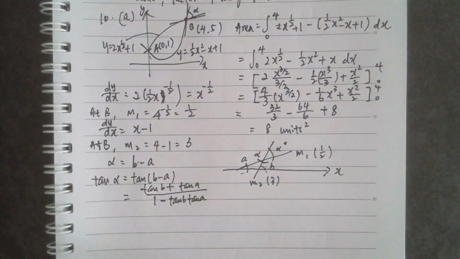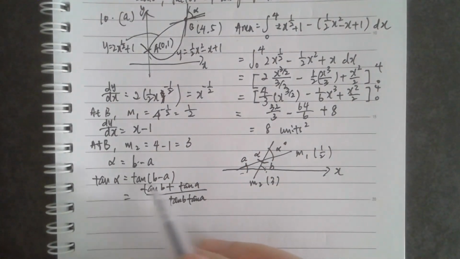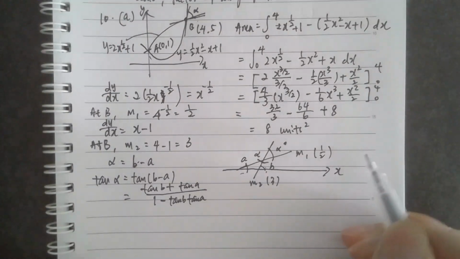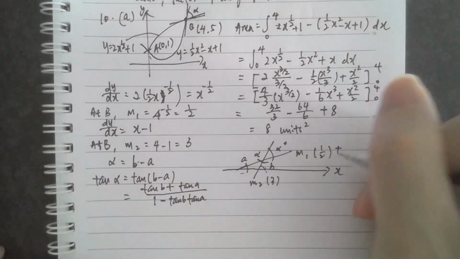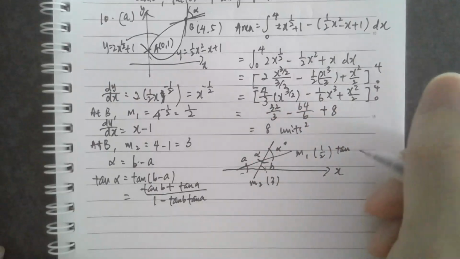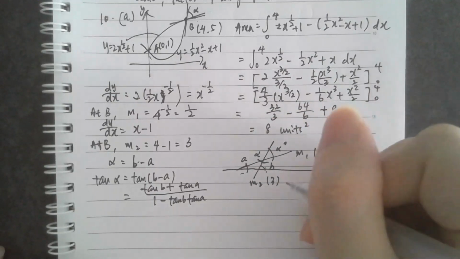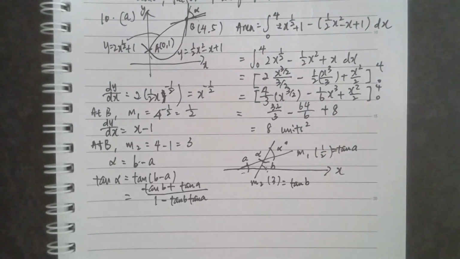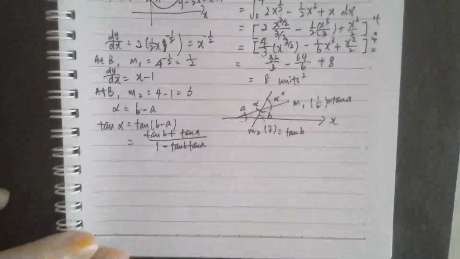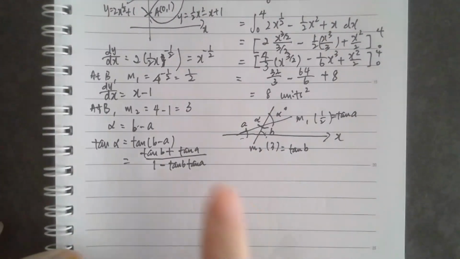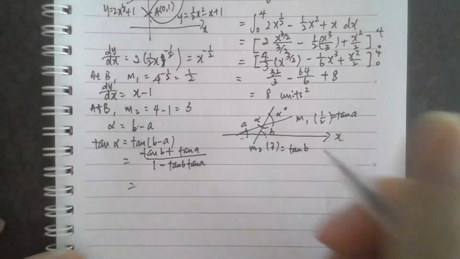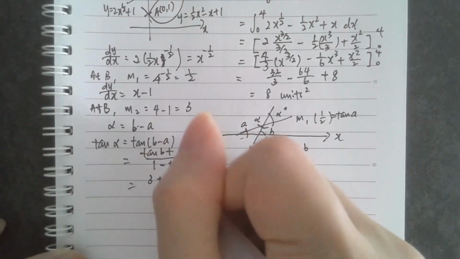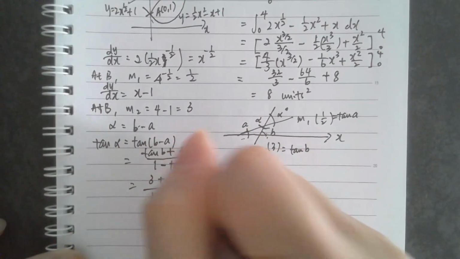Okay, and why do we do that? It's because tangent B and tangent A are basically the gradients, because tangent A is this and tangent B is the gradient. So that's the reason why I'm using gradients. So with that I can substitute the values into the equation. Tangent B is 3, tangent A is half, over 1 minus 3 times 1 half.